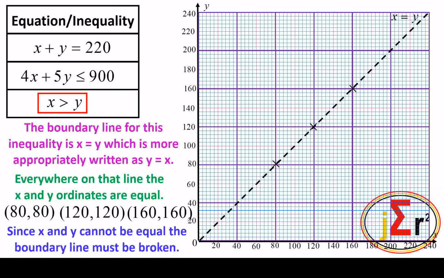And the reason for the line being a broken line is that x is greater than y according to the inequality. Therefore, the values of x and y cannot be equal. And that is why we use a boundary line that is a broken line to represent that inequality.